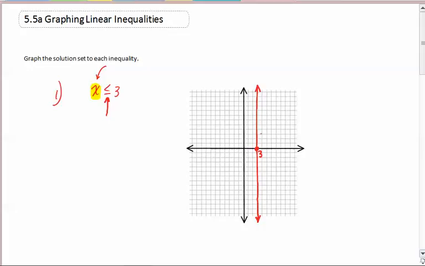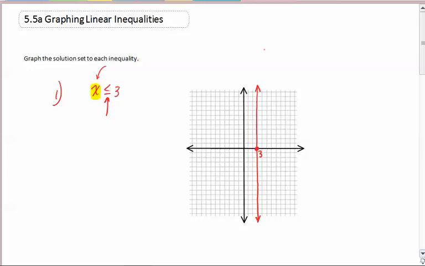Now, I want all x's less than or equal to 3. So let's take a look at which side I would shade. Well, less than seems like it would be on this side, right? This red line is just dividing the coordinate plane into two half planes, okay? And so what we're going to do is shade the left-hand side.